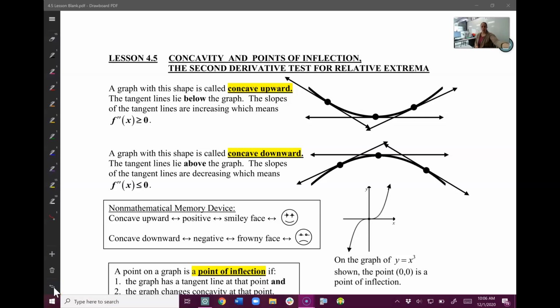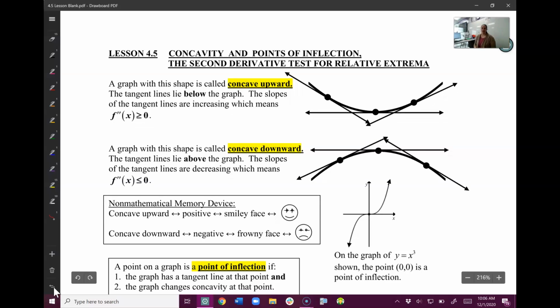Welcome to lesson 4.5, where we're going to talk about concavity and the second derivative test. So first, let's introduce the idea of concavity. If a function is concave up, it means that if you draw any tangent lines on the graph, they're all below the graph. So that's concave upward. Another shortcut to remember, as I call it, the smiley face. If it's concave up, it looks like a smiley face.